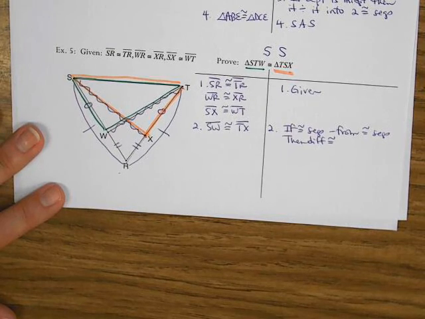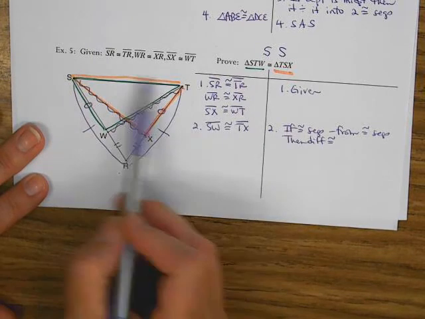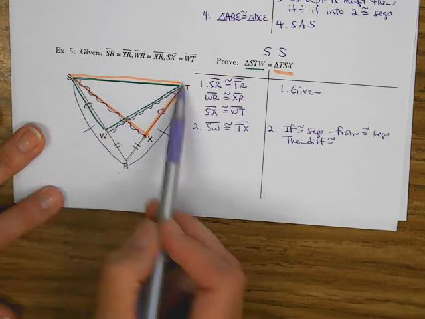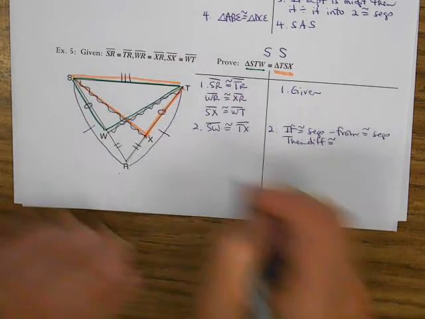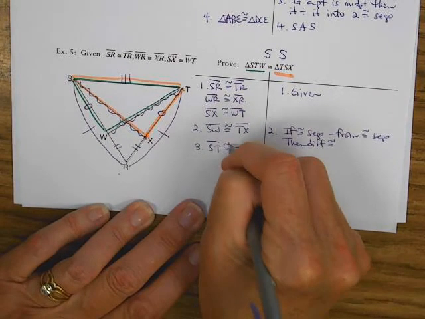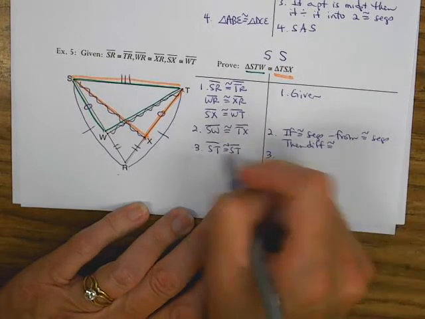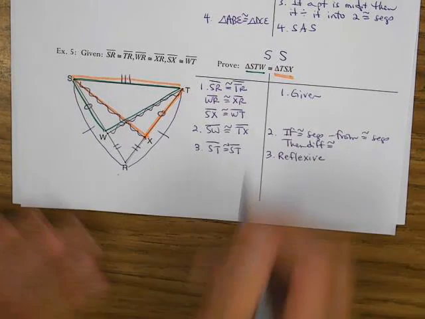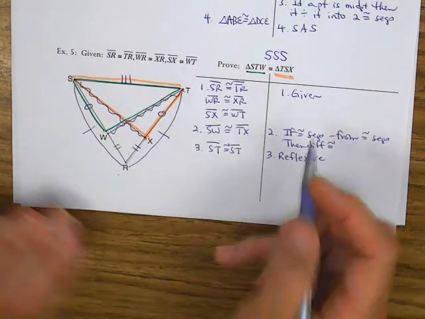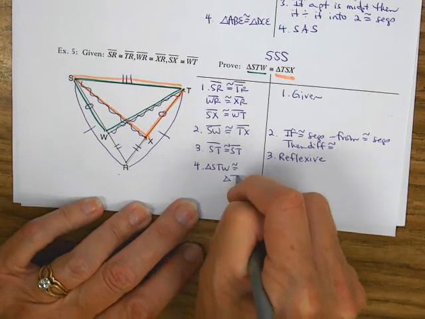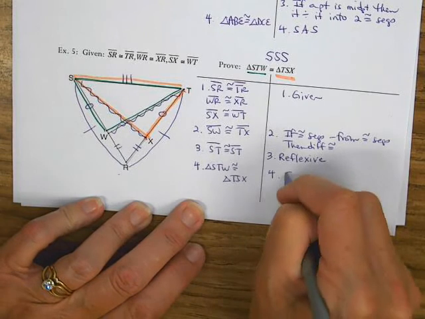You really need to look closely at the diagram. When I traced over the green and the orange, you should have seen something right here. Isn't this side ST part of both the green and the orange? So I can say it's congruent to itself using that reflexive property. We talked about that in the last section. I just write that it's congruent to itself and I write reflexive. Now that's my third side. Now I have side, side, side for the triangles. STW congruent to TSX by side, side, side.